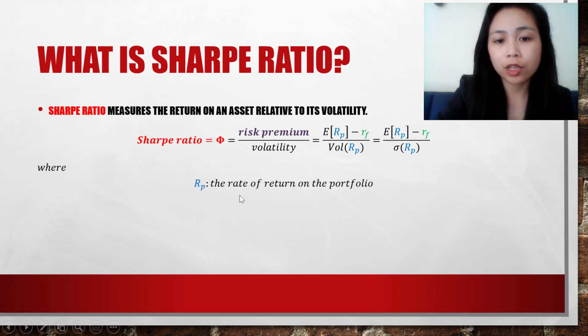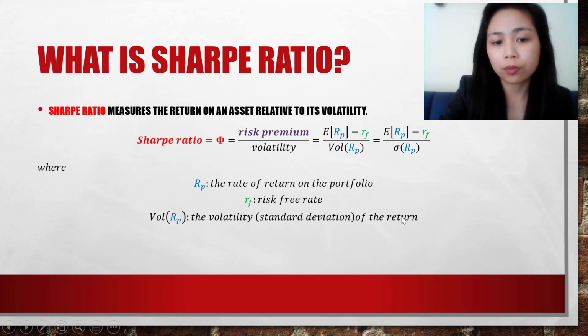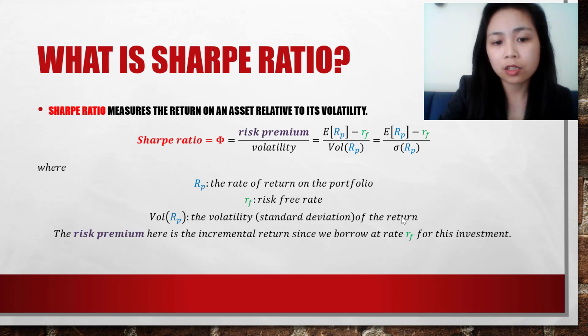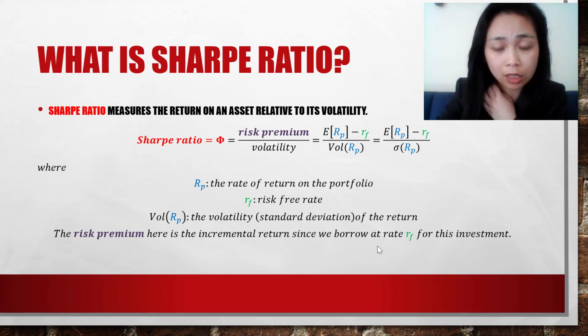Here RP is the rate of return on the portfolio. RF is the risk-free rate. And VOL of RP is the volatility or the standardization of the return. The risk premium here is the incremental return since we borrow at the rate RF for this investment. In general, usually people don't have cash in hand in order to invest into an investment. People usually borrow money to invest, and here we assume the risk-free rate is RF.